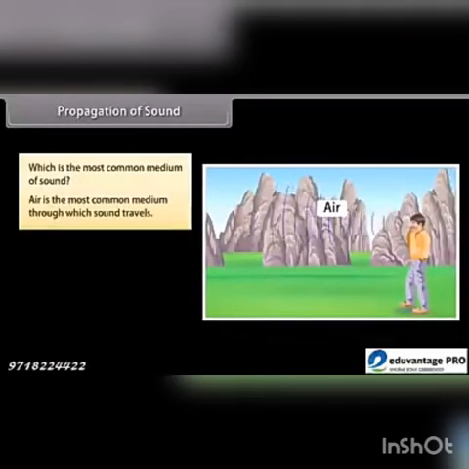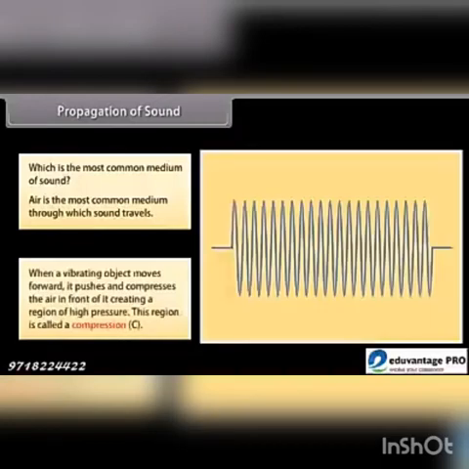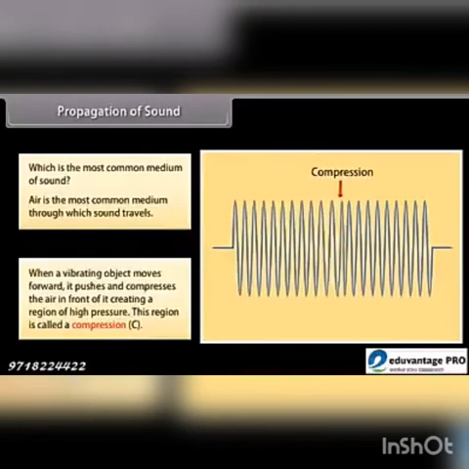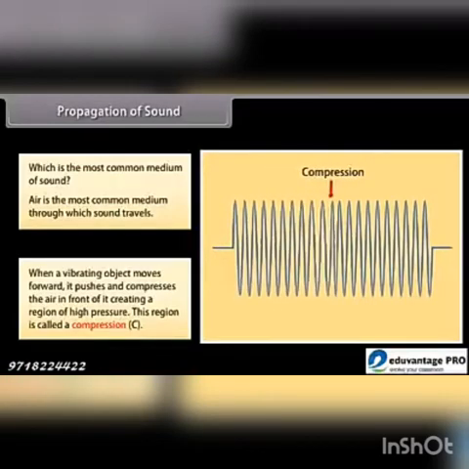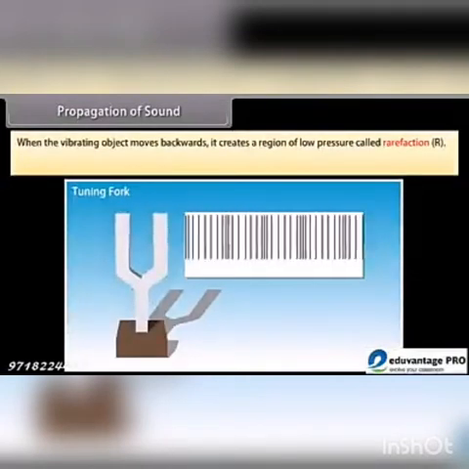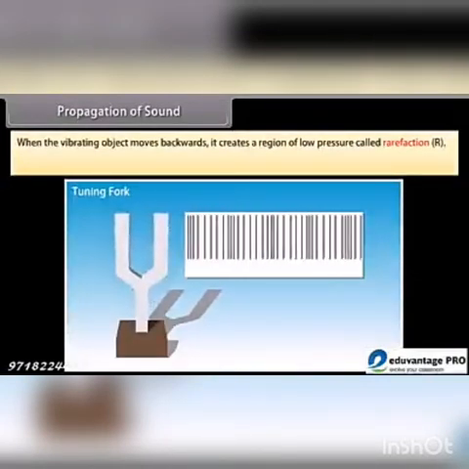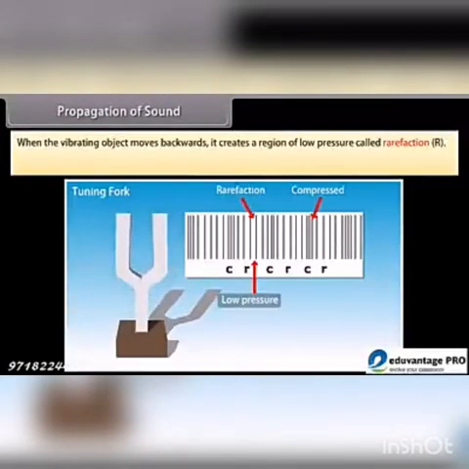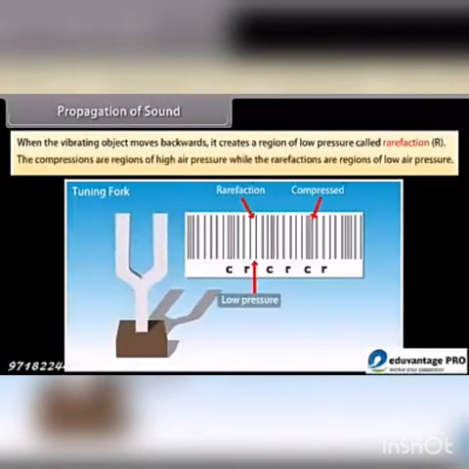Air is the most common medium through which sound travels. When a vibrating object moves forward, it pushes and compresses the air in front of it, creating a region of high pressure. This region is called a compression. And when the vibrating object moves backwards, it creates a region of low pressure called rarefaction. The compressions are regions of high air pressure, while the rarefactions are regions of low air pressure.